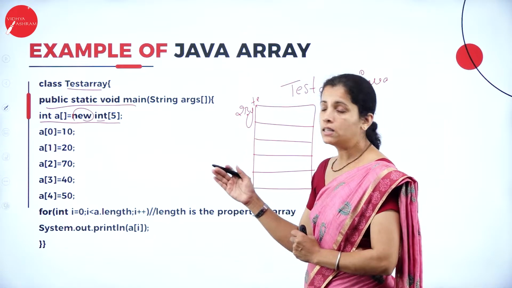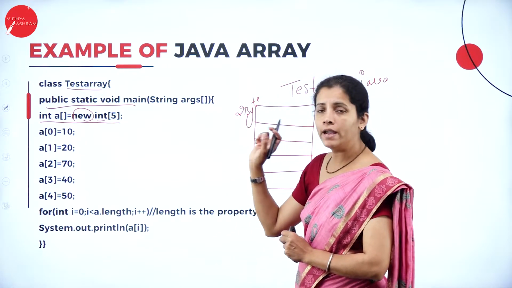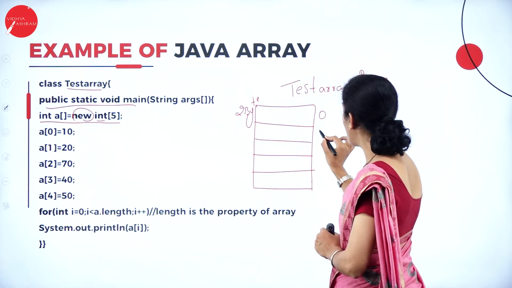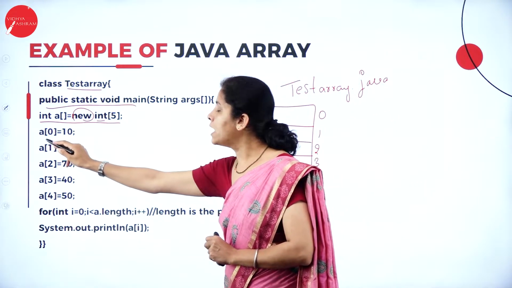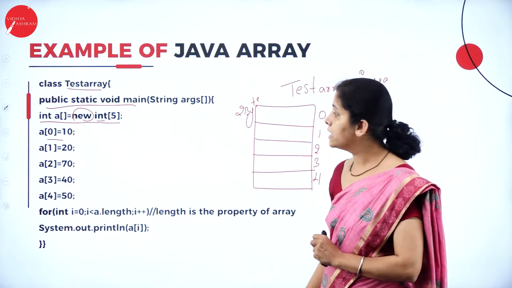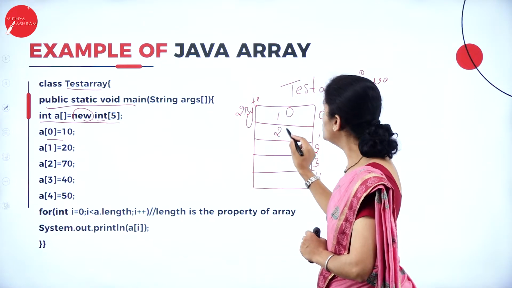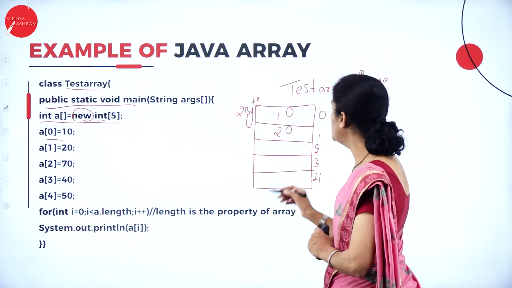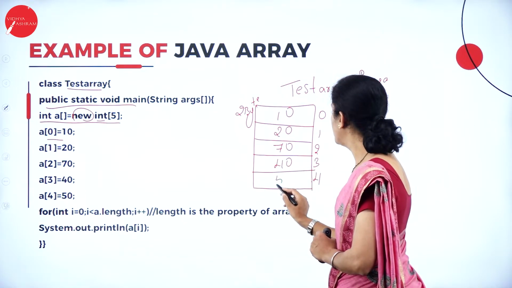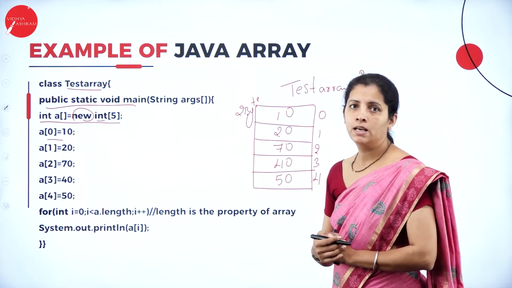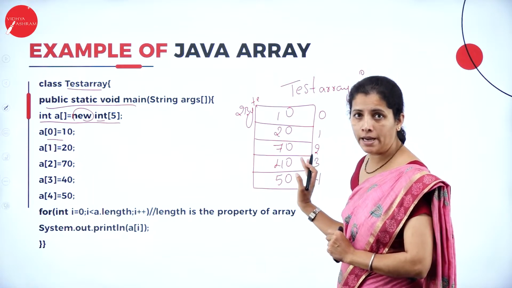Now, we know that the array index always starts from 0. And I have 5 elements. So the array index goes 0, 1, 2, 3 and 4. Fine. Now, what am I going to do? I'm going to assign 10 to the 0th index. Then 20 to the first index. Then 70 to the second index and 40 to the third index and 50 to the fourth index. Now tell me how many elements I have here? That is only 5 elements.